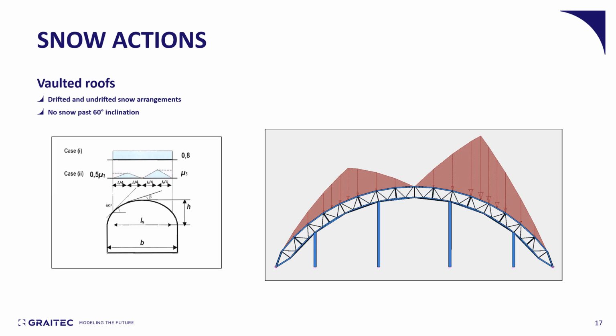Advanced design can also deal with vaulted roofs, where we've got the undrifted snow uniform load situation and some drifted snow arrangements, where the roof is divided into 4 lengths and you get 2 peaks there, one peak being 50% higher than the other. And we can also notice that past a 60-degree angle, snow does not apply because it will just slip from the roof.